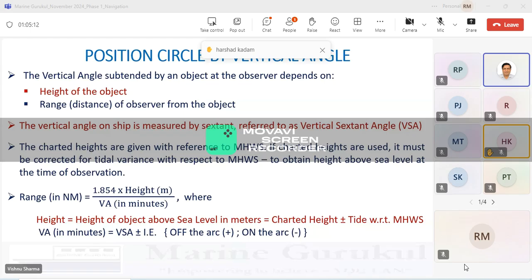Yes, Harshad, tell me, what is the doubt? Sir, I have a doubt regarding this mean high water spring. If the charted heights are used, do they actually provide you with the tides? As far as the exam is concerned, they'll have to give you the tide from mean high water spring. On board the ship, you can calculate the tide, you would know the tide, and you can factor it in. Okay, sir.